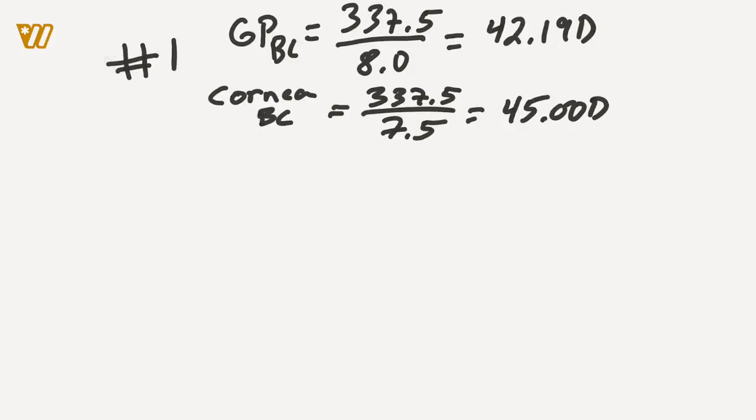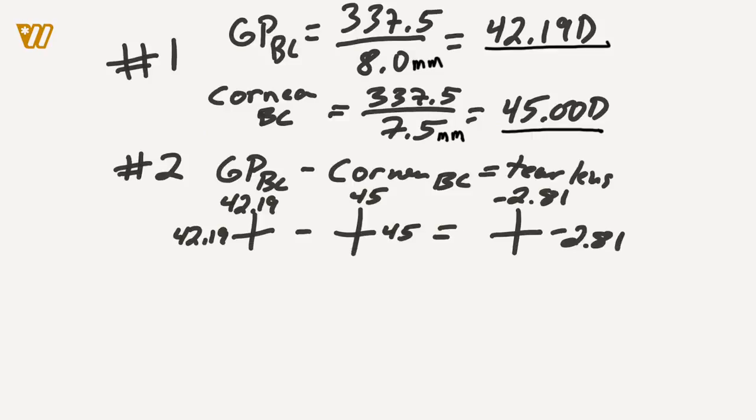So whenever I'm attacking example 5.27, the first thing I'm going to do is convert everything to diopters. I'm going to take the power of the GP contact lens base curve, 337.5 over 8 millimeters. Remember, I keep everything in millimeters. That gives us 42.19 diopters for the base curve of our GP contact lens. For the cornea, we take 337.5 over 7.5 and get 45 diopters. So now we've done our first step in our three-step method: convert everything to diopters.